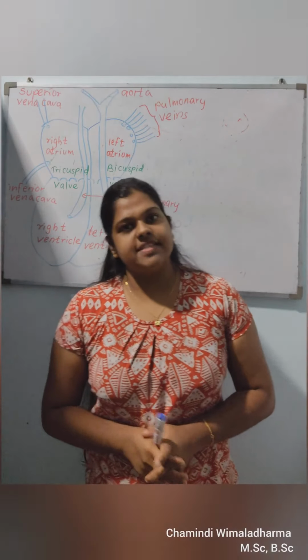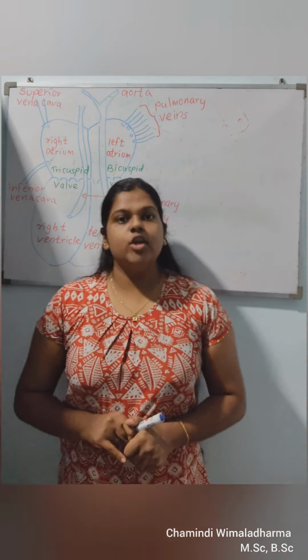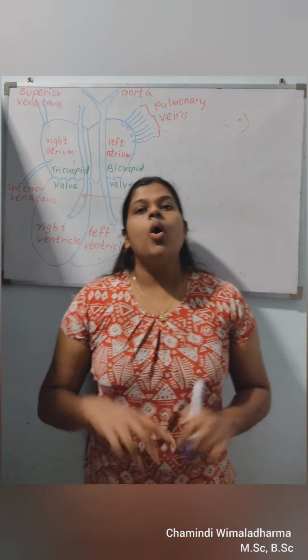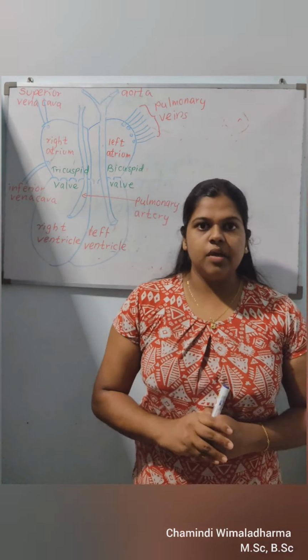So today I am going to discuss a grade 9 lesson, grade 9 chapter 6, the human circulatory system. When you hear the words human circulatory system, what comes to our mind is heart and blood. Yes, these are the two main components of our human circulatory system. First of all, we will discuss the heart today.